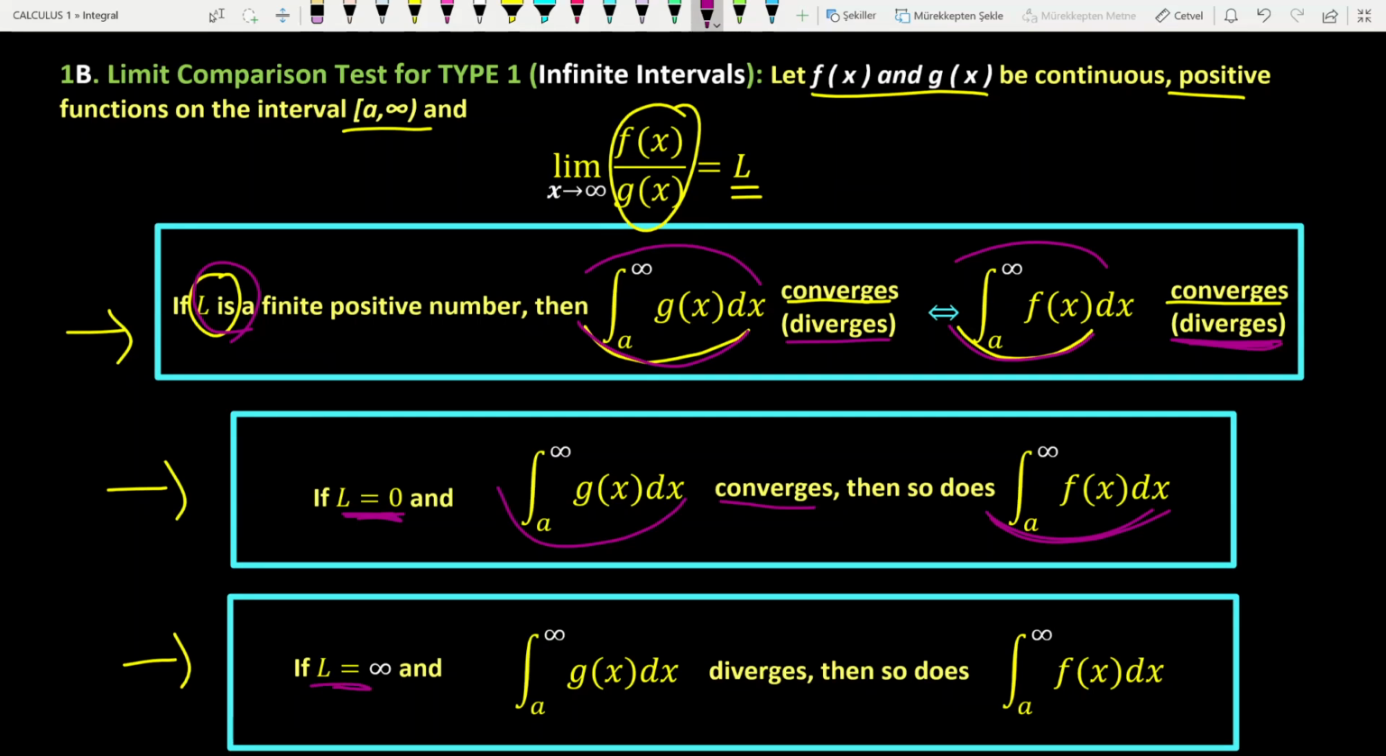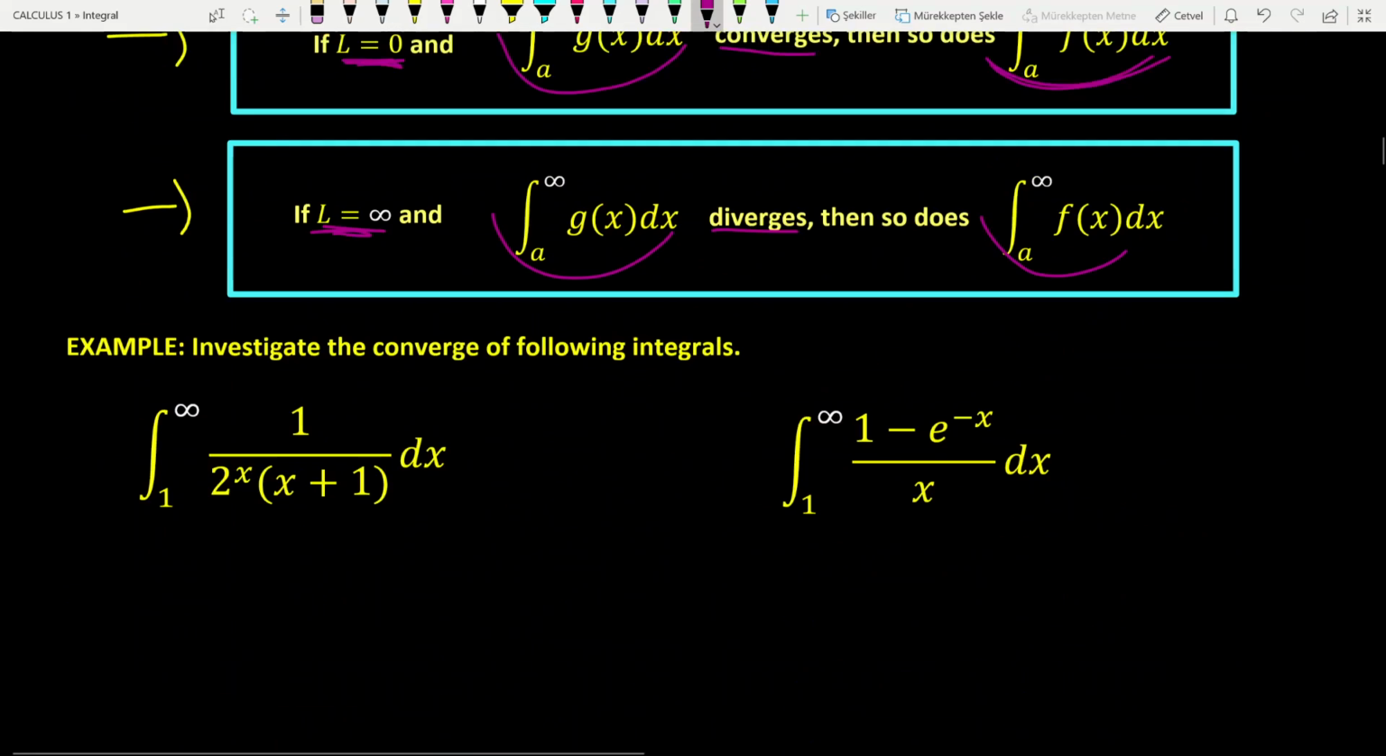In the third case, if the answer of this limit is equal to infinity and the improper integral of g diverges, in this case, the improper integral of f, which is requested to find in the question, must diverge. Okay? We have three cases. So let's try to understand this test with some examples.